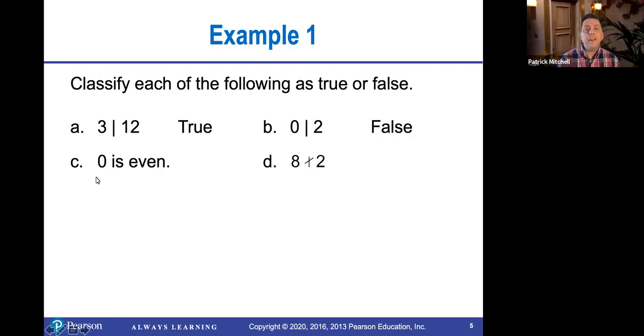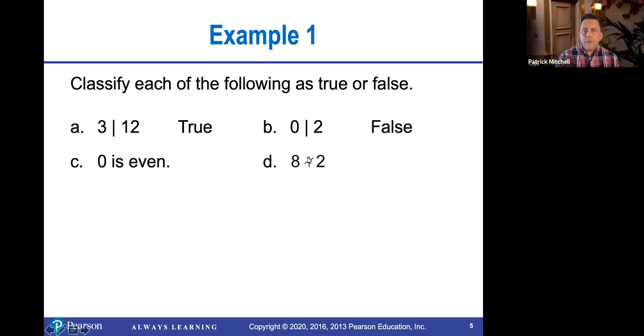Continuing, the number 0 is even. Is that true or false? Sometimes this one's a little controversial. Well, even means if you divide it by 2, the remainder is 0. Well, 0 divided by 2 is 0. That's the quotient. And there is no remainder. So 0 is an even number.